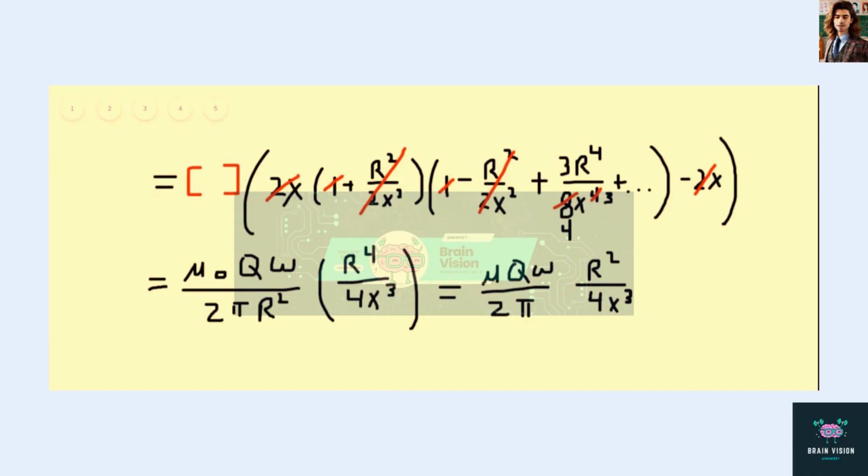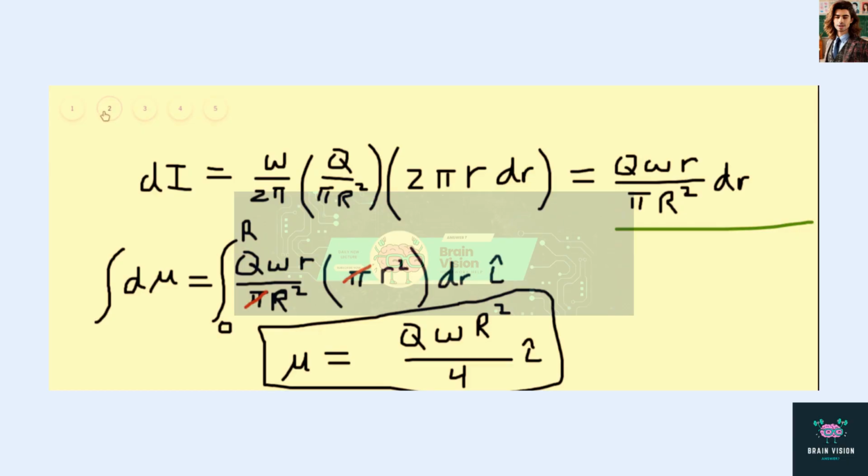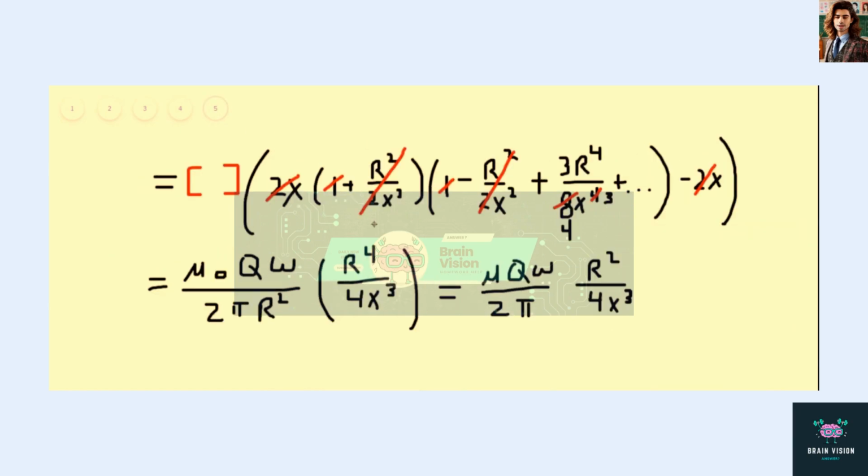But if you remember, mu is q omega r squared over 4. So if we go, let's see how far back do we need to go. All the way back here. Yep, right here we have mu is equal to q omega r squared over 4. Okay, so we can simply substitute that in for mu, and this leaves us with mu naught over 2 pi times mu over x to the third.